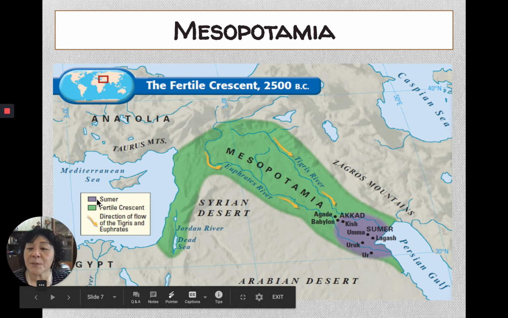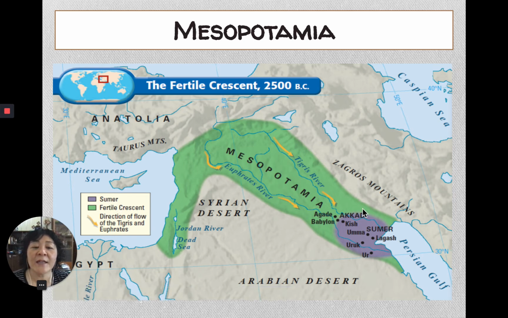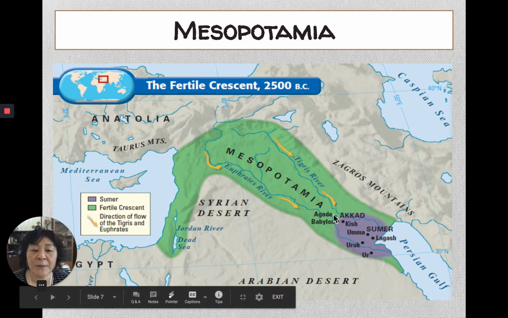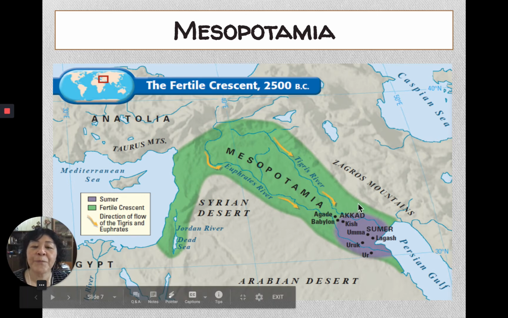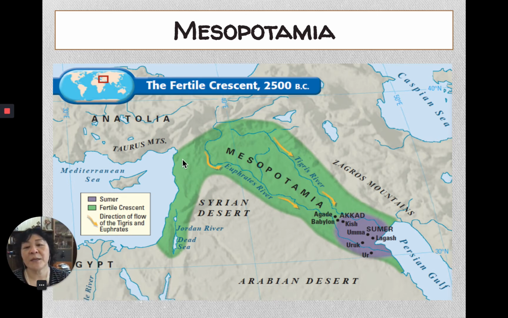Now, if you look at this purple color on this map key, it says Sumer. And that is a part of Mesopotamia that was, I guess, more well known. But when we are talking about Mesopotamia, we're just talking about this whole general Fertile Crescent area.